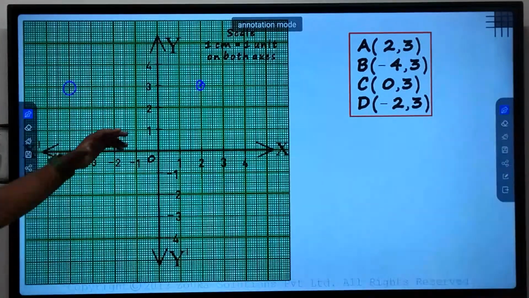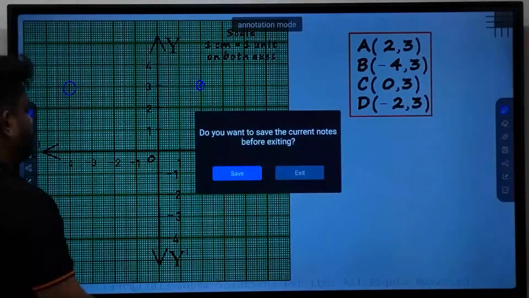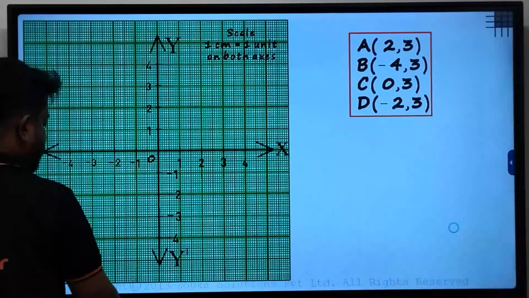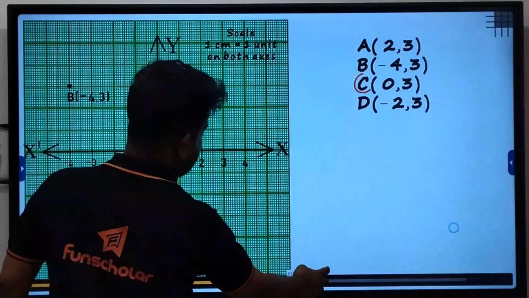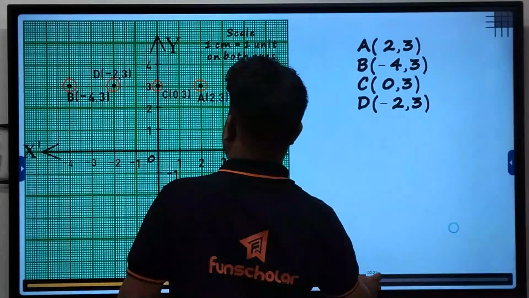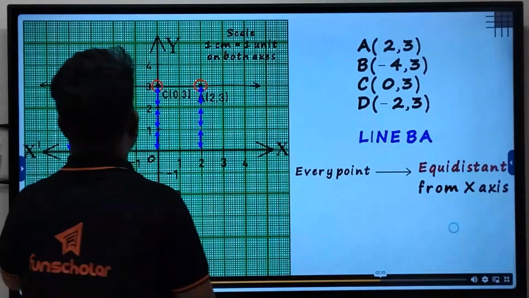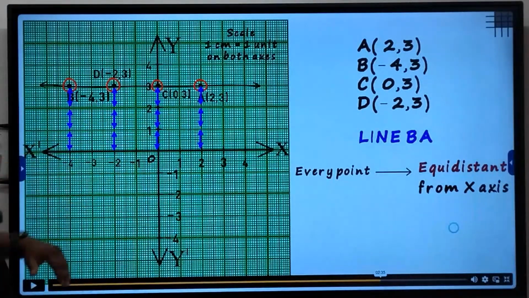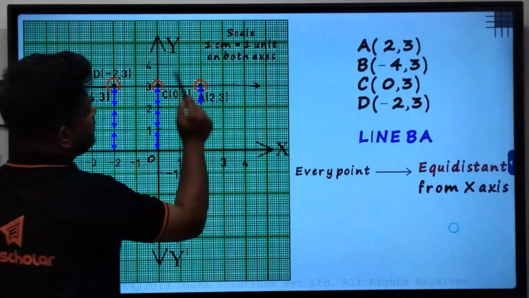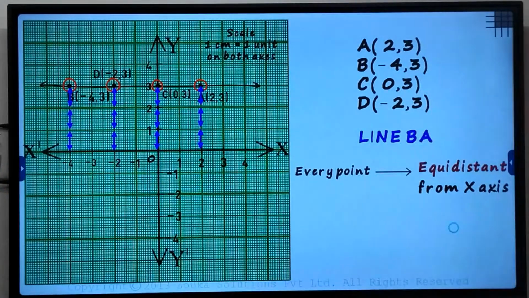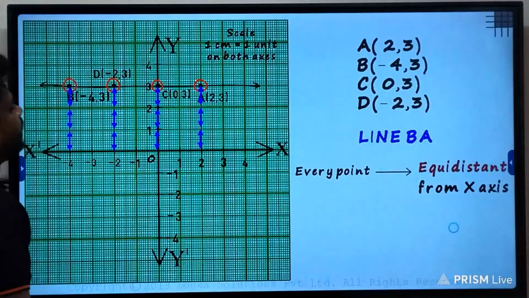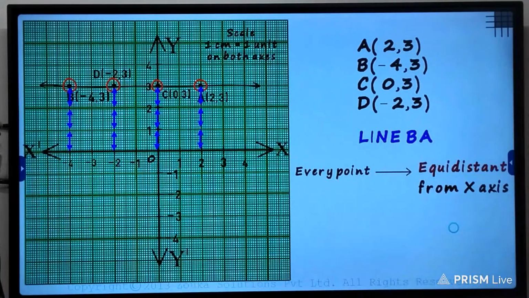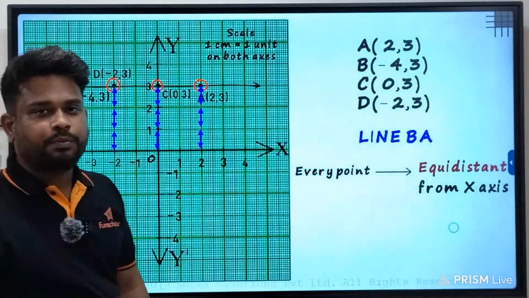Similarly, after plotting the other 2 points, we can see that joining all the points will look like a straight line. And as we already know, these two lines are parallel lines. And what about the parallel lines?